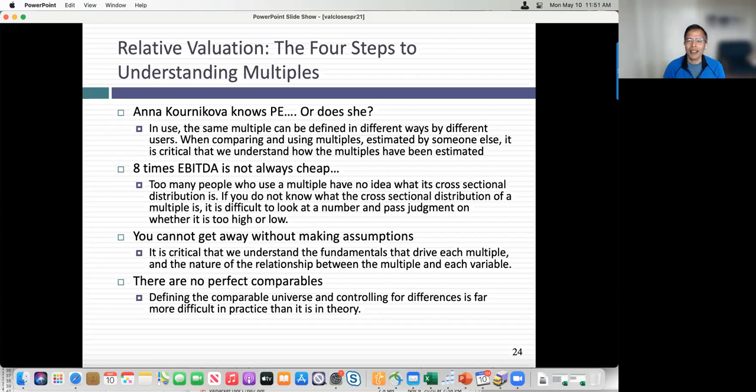And people might think they know PE ratio or EV to EBITDA. Even Anna Kournikova seems to know what it is. But when you're sitting in a discussion of the PE ratio or EV to EBITDA, the first thing to do is make sure you're talking about the same thing. Make sure that your definition of PE and the other person's definition of PE converge, or you're talking about two different things.